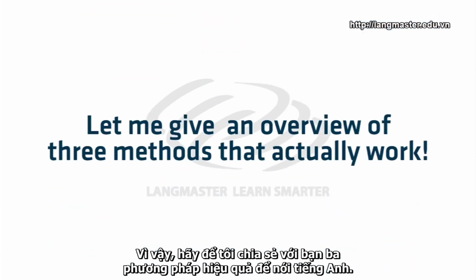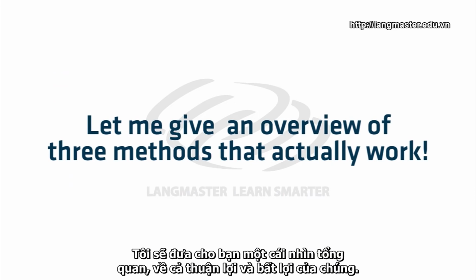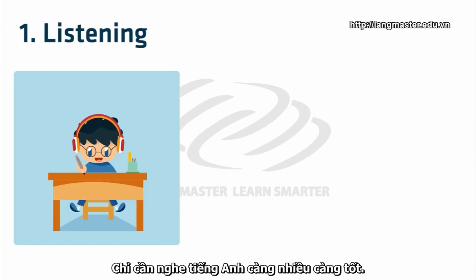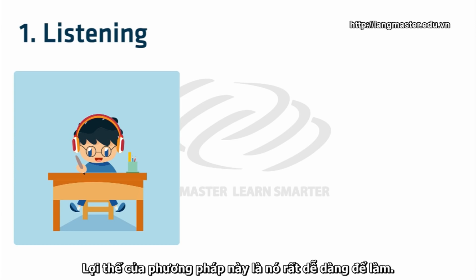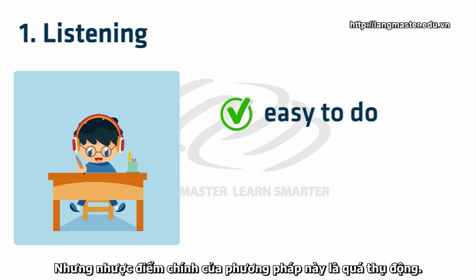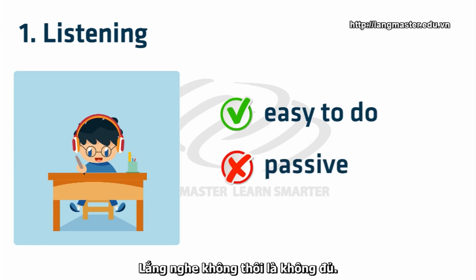So, let me share with you 3 methods for learning to speak English that really work. I'll give you an overview of them as well as their advantages and disadvantages. The first method is listening. Just listen to English as much as possible. An advantage of this method is that it's very easy to do. You can do it while you're stuck in traffic, whilst exercising, whilst waiting in line, and so on. But the main drawback of this method is that it's too passive. Listening alone is just not enough. You have to combine listening with some sort of speaking practice.